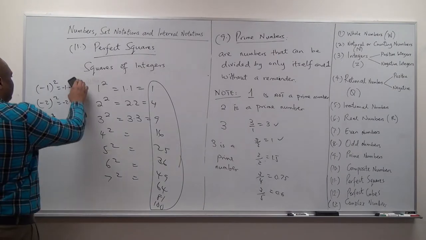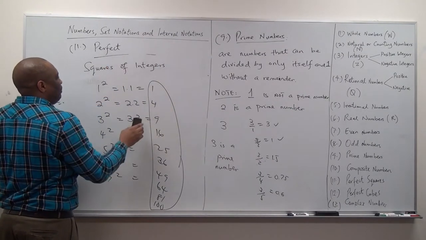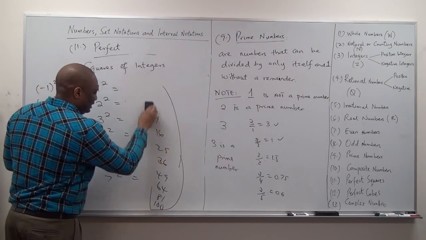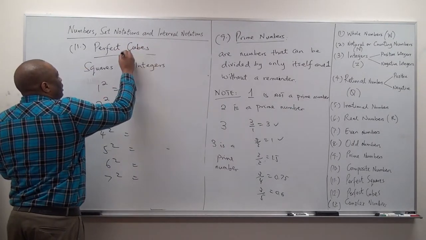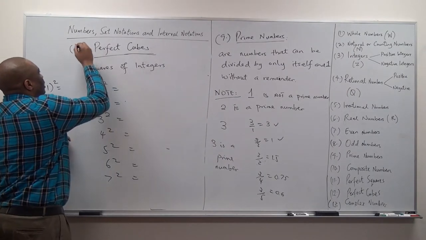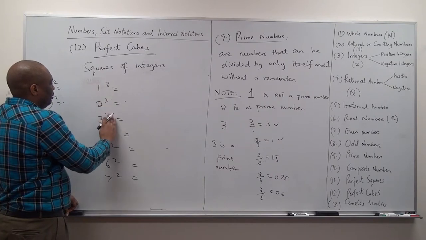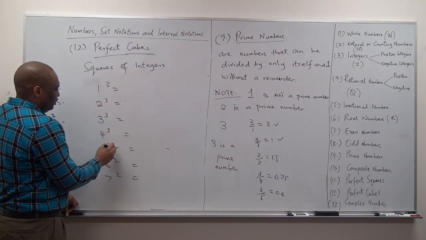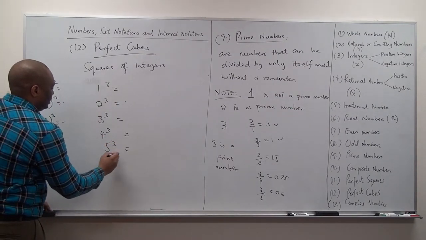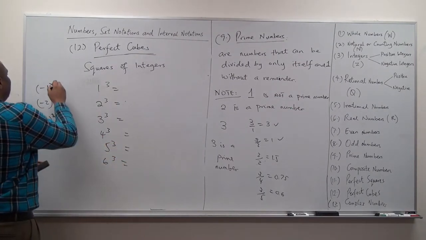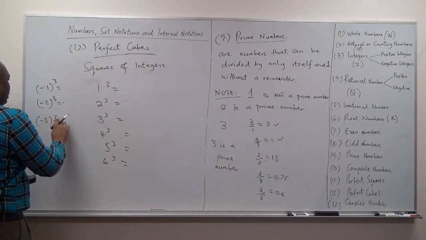Perfect cubes. Perfect cubes are cubes of integers, whether they are positive integers or negative integers. That's the next number we are doing. So this is 1 cube, 2 cube, 3 cube, 4 cube, 5 cube, 6 cube, and the rest of them. This is negative 1 cube, negative 2 cube, negative 3 cube, and the rest of them.